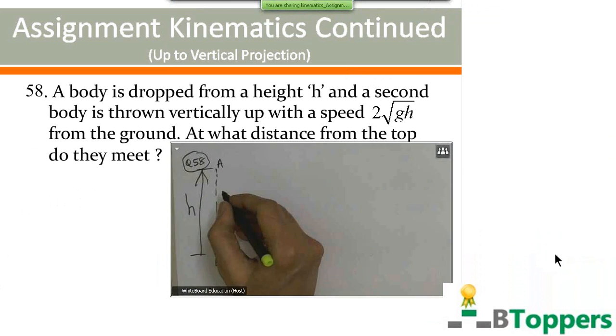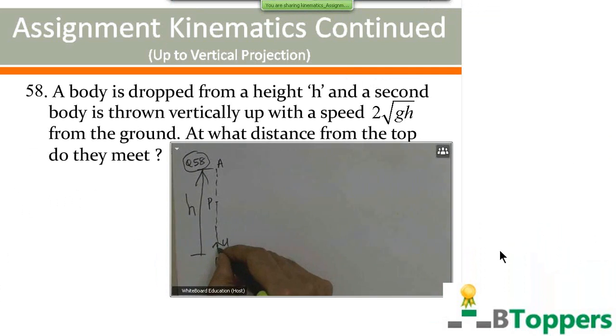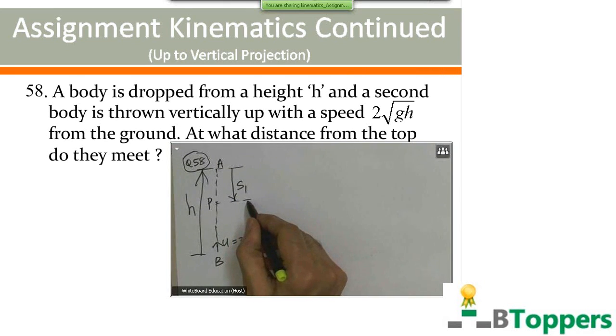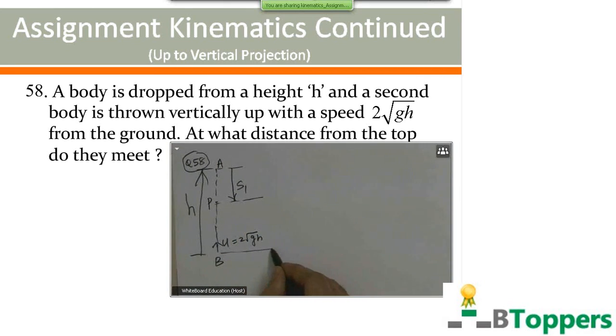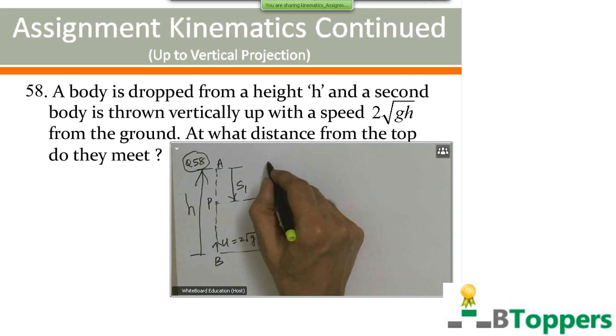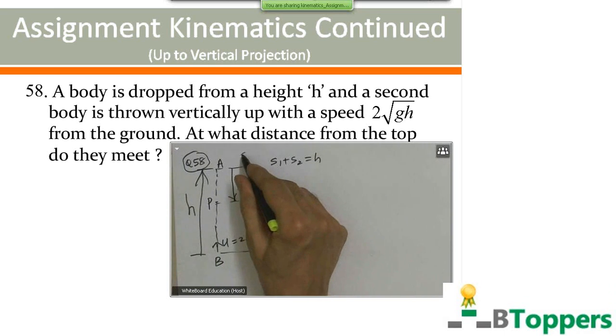Let us suppose the first body is dropped from the point A here, and the second body is projected vertically upwards from the point B with initial velocity u equal to 2 root of gh. Let us suppose the first body covers a distance s1 before the collision with the second body. That means the first body moves from A to P. And let us suppose the second body moves upwards from B to P, covering a distance s2 before the collision. You can observe from the figure s1 plus s2 equals h. You have to find s1 here.